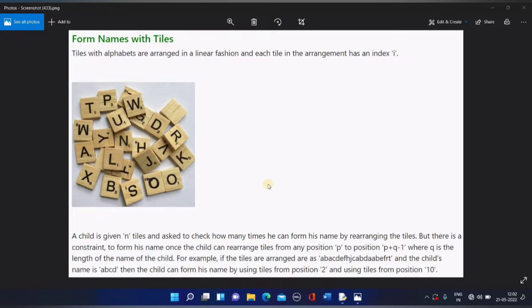This is the problem Form Names with Tiles. It's a very easy question, but I don't know why I've still got very few submissions for this on Vprople. Anyways, let me explain it in short. They'll be providing you with some words and a name. Now what you have to do is, with the help of those words, figure out from what positions you can make your name. Let me take some examples and explain.